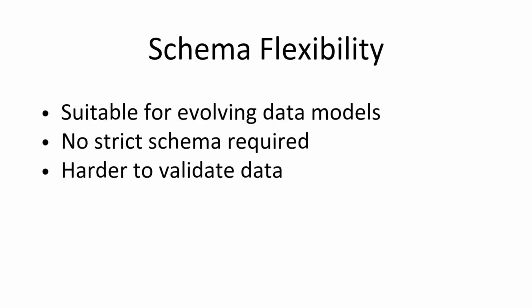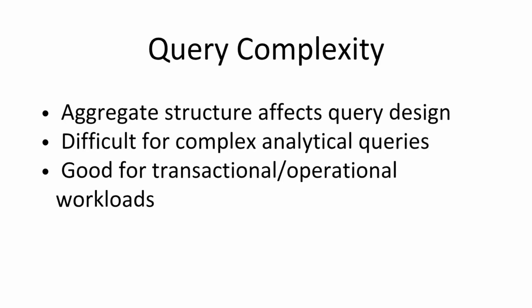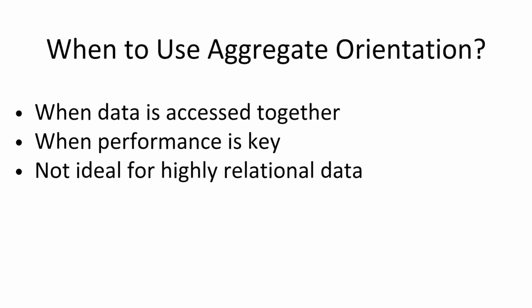Aggregates are often used in schema-less databases like MongoDB. This allows flexible, evolving data structures. However, it also makes it harder to enforce constraints and relationships compared to relational models. Querying becomes tightly coupled with the way aggregates are modeled. Complex analytical queries that span many aggregates are more challenging and may require different tools or data pipelines.